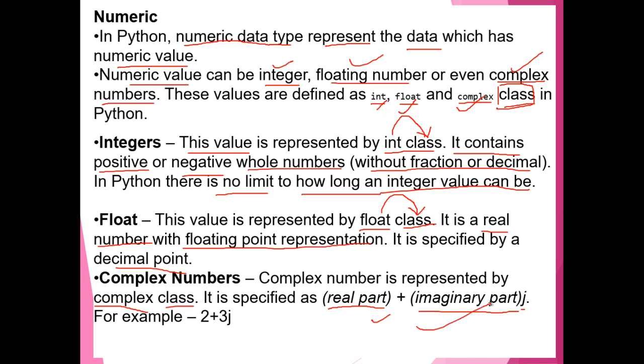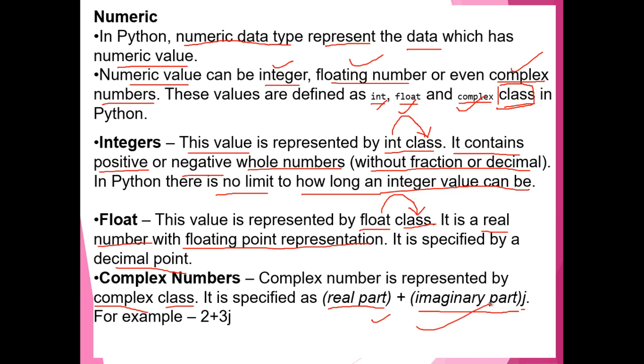So till now we have learned that the first type is basically the numeric type, and under numeric type we have integers, float and complex number. For representing the integer value we have the int class, and the int class supports both positive and negative numbers but doesn't support fractional and decimal numbers, and there is no limit on how long an integer value you are going to store in the variable.